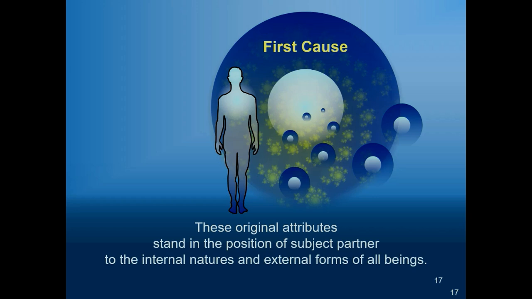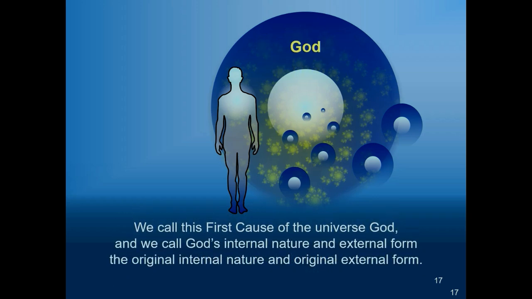These original attributes stand in the position of subject partner to the internal natures and external forms of all beings. The first cause has these attributes: original internal nature and original external form, and also original yang and original yin. And those original attributes stay in the subject position to all internal nature and external forms of all beings in the creation, including human beings. We call this first cause of the universe God, and we call God's internal nature and external form the original internal nature and original external form.